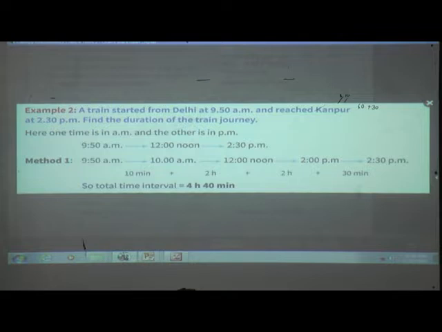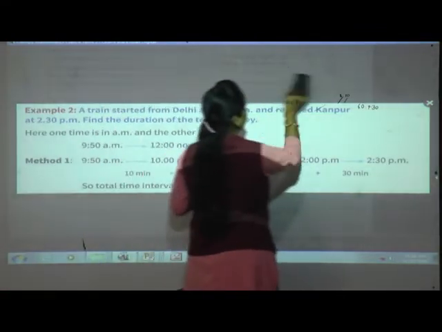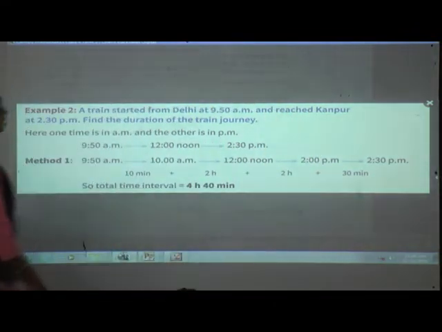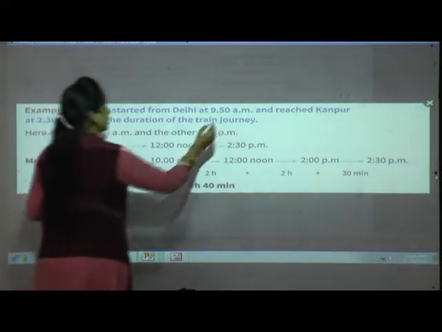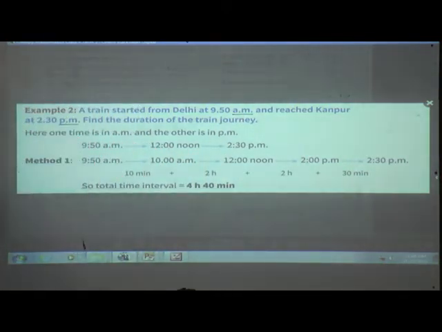Now next example. See, a train started from Delhi at 9:50 am and reached Kanpur at 2:30 pm. Now find the duration of the train journey. Now see, here one time is in am and one time is in pm. See here, am and pm. Now for this, what do we have to do?